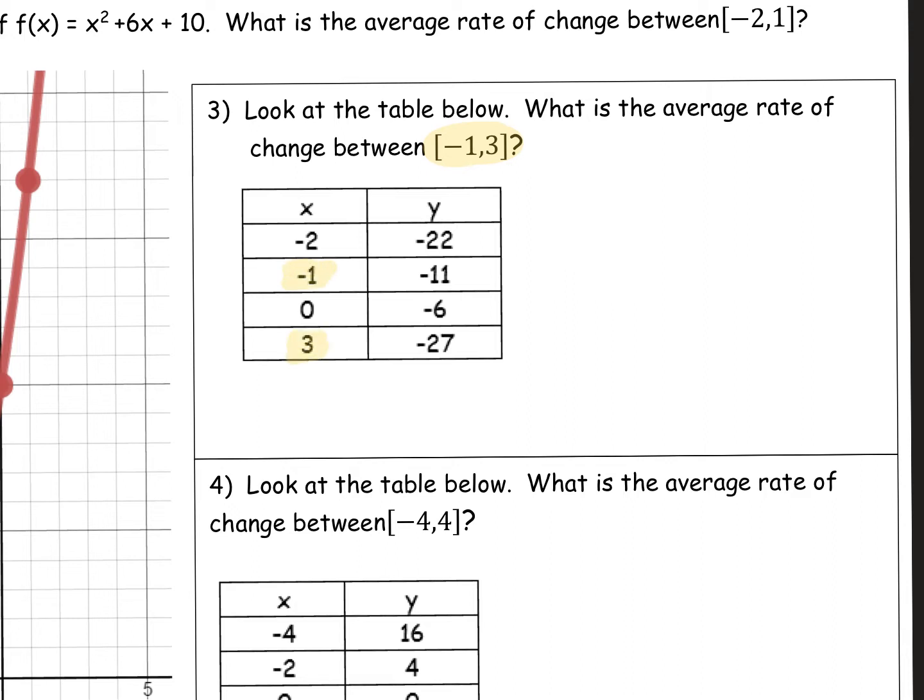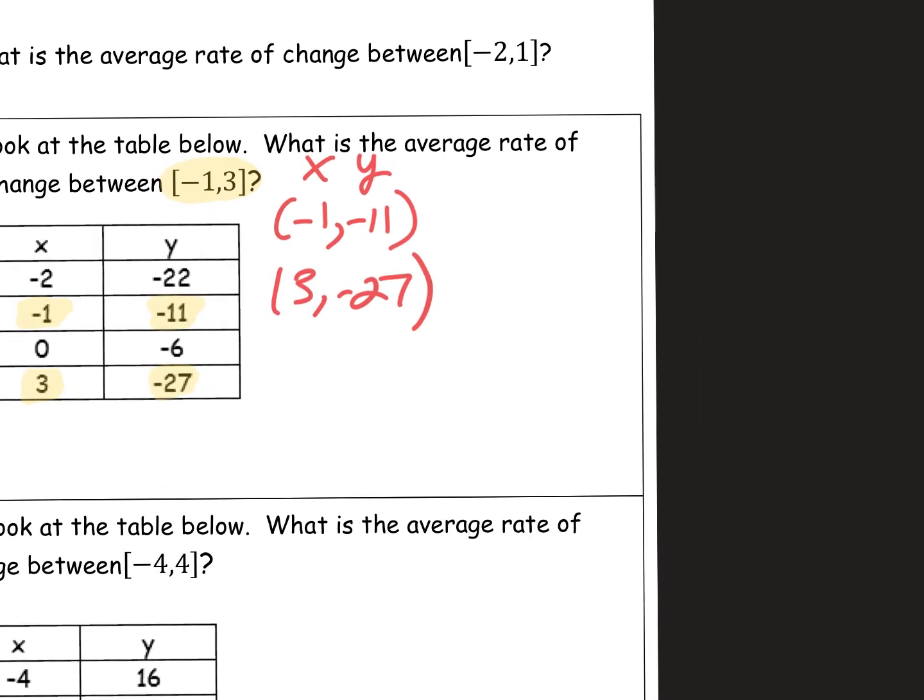Well, they already told me what my y values were. I don't even really have to look. I know when x is negative 1, my y value is negative 11. And I know when x is 3, my y value is negative 27. So my 2 points that I'm going to be looking between are negative 1 and negative 11, and 3 and negative 27. Now, the math behind this stuff, guys, is not incredibly difficult. But it's really easy to make a mistake, missing a sign, something like that, and then your answer gets all messed up. So just make sure you're paying attention to little things.